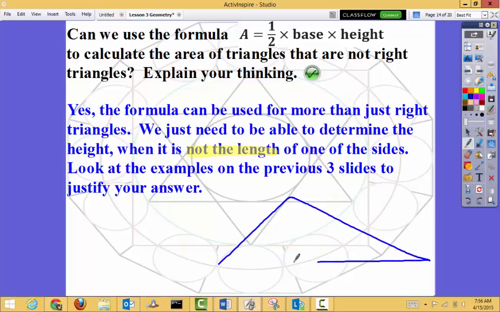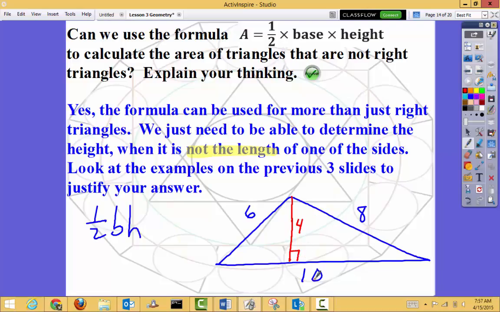If I have a triangle like this, 10, 8, 6, I can still use this formula. Its base, though, is going to be perpendicular to its height. So I need to draw a line from the top to the bottom that's at a right angle. This is going to be its height. This number, its height, is not the same ever as its sides.